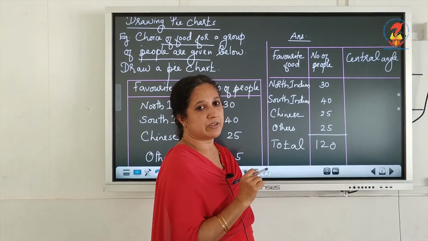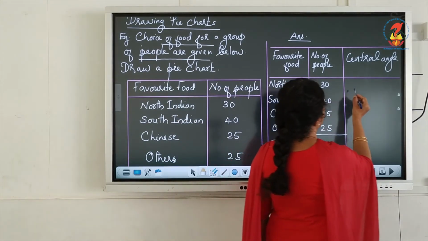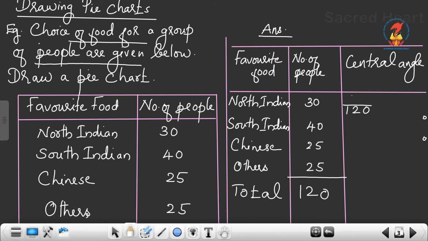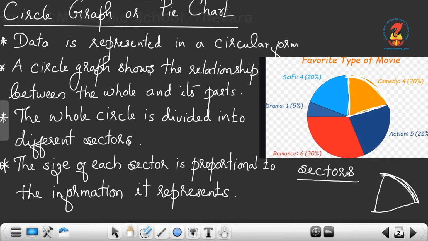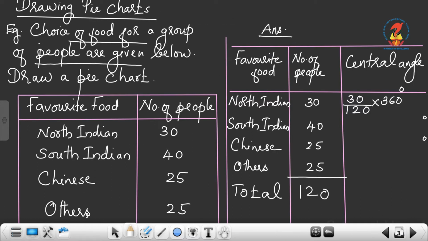First of all we have to find the central angle. Look at the first one, North Indian. Out of 120 people, 30 people like North Indian food. Therefore, the corresponding fraction is 30 by 120, then into 360 degree. The total angle at the center of the circle is 360 degree. Therefore, the angle of each sector will be a fraction of this 360 degree, so we have to find that fraction.